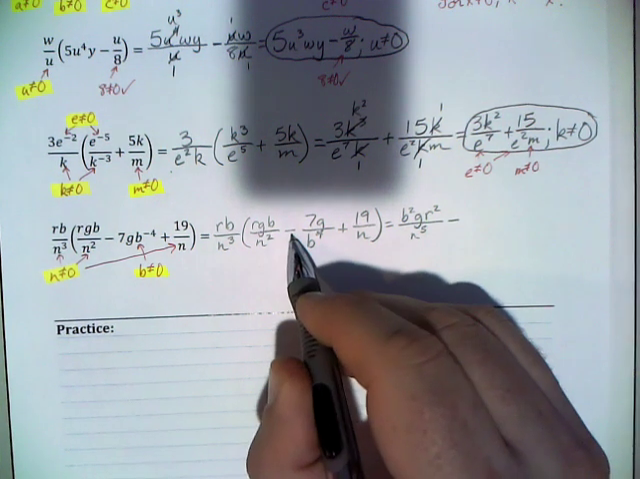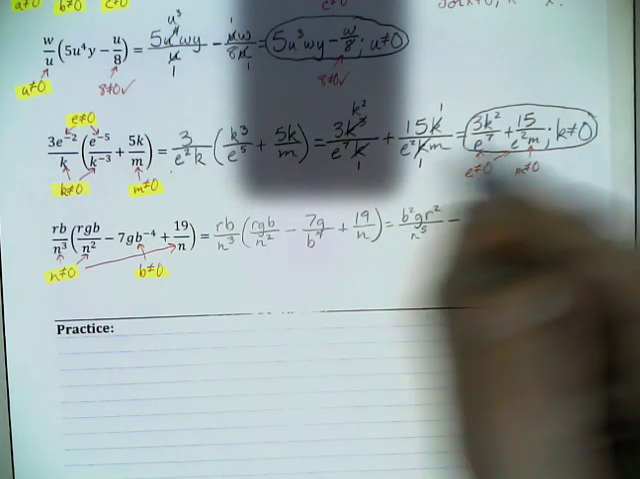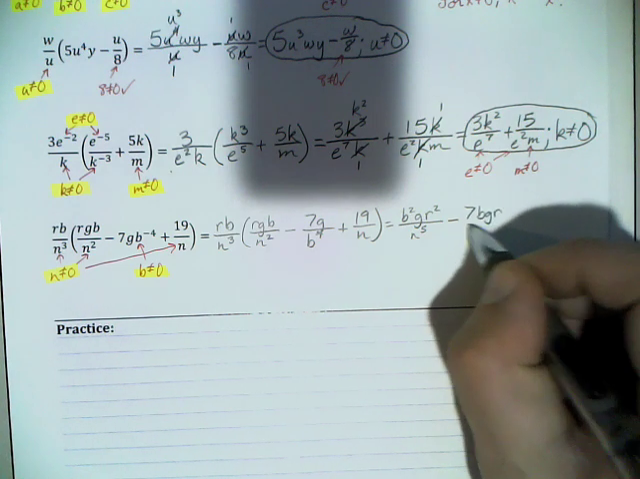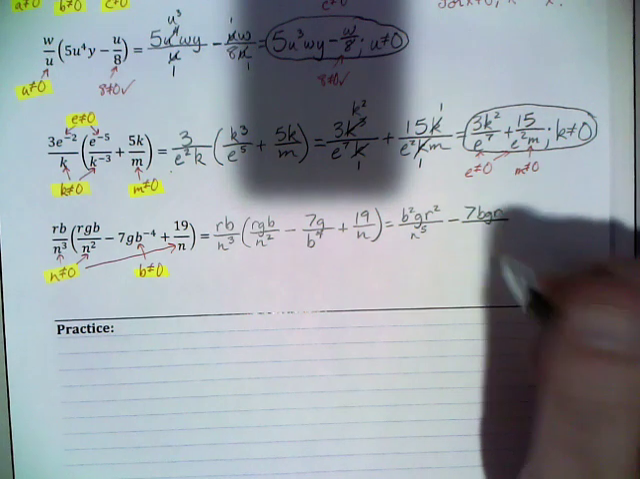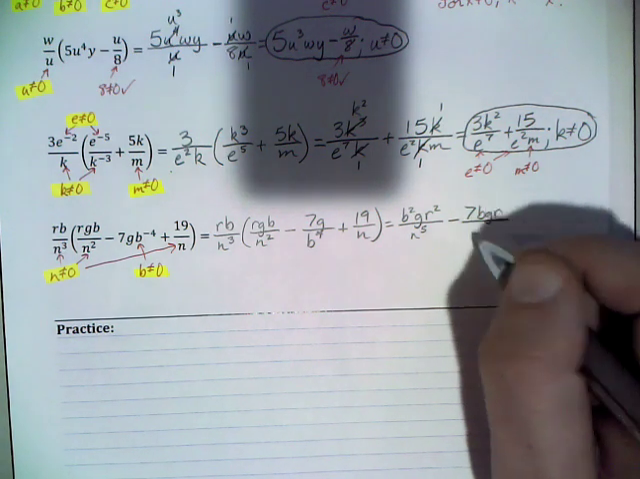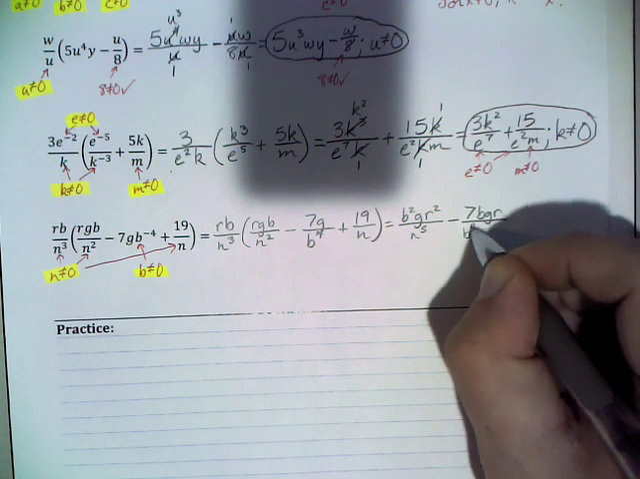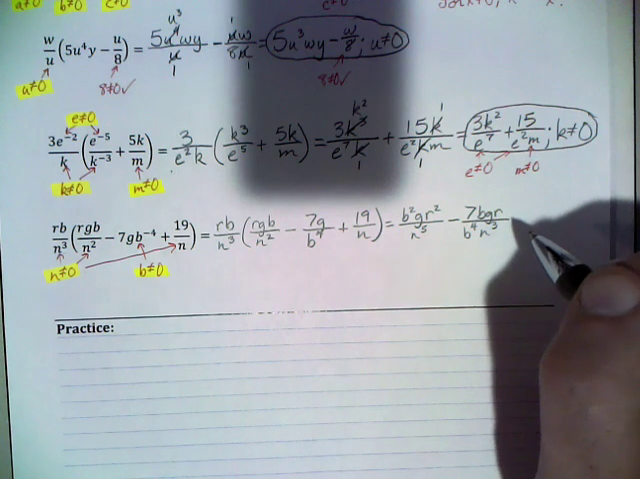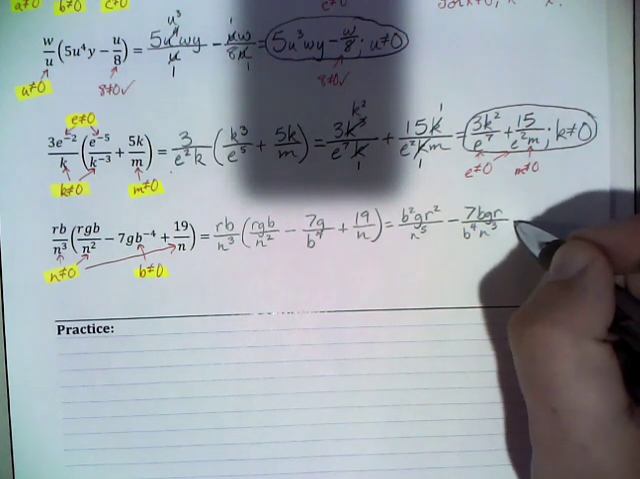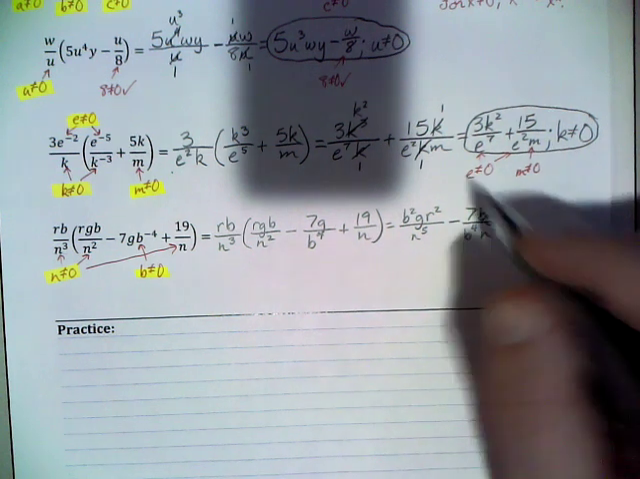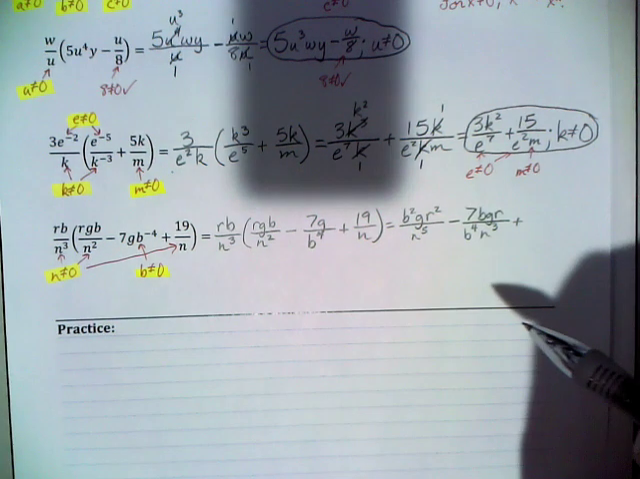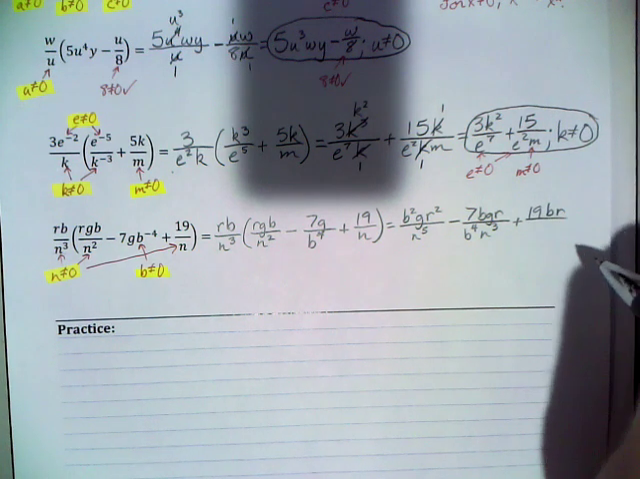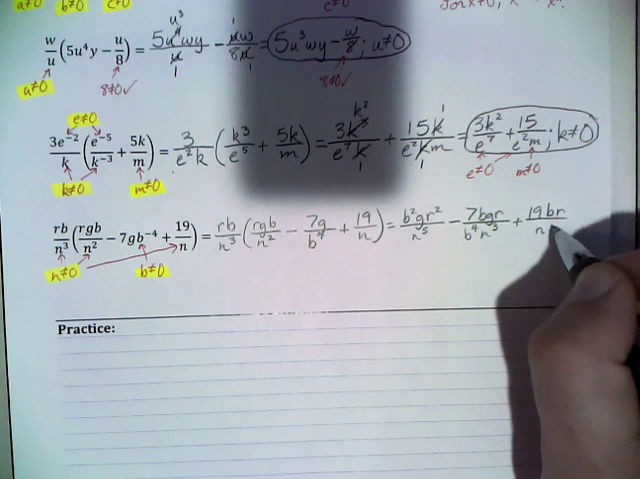And then minus rb times 7g, so 7 will go first, and then bgr. In the denominators, we have b to the 4th times n to the 3rd. And then finally, plus that times our last fraction. So I'm going to have 19 br, and then n cubed times n will be n to the 4th.